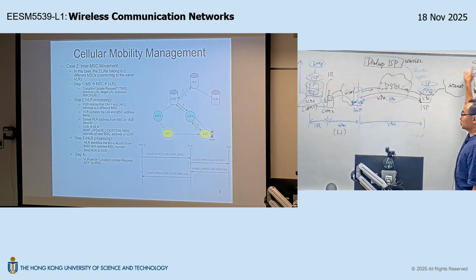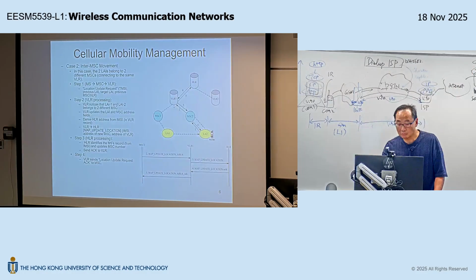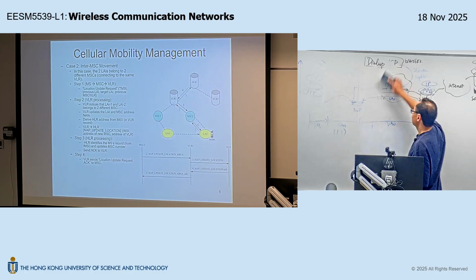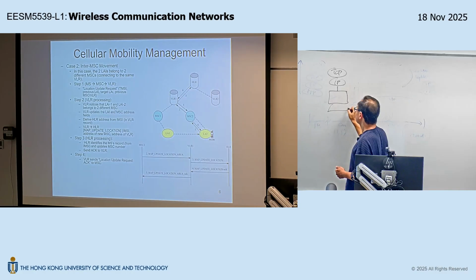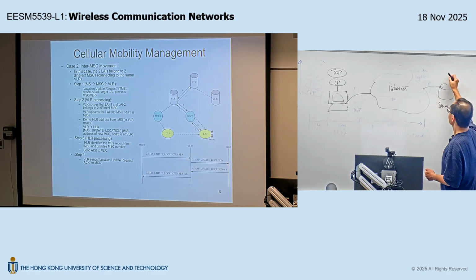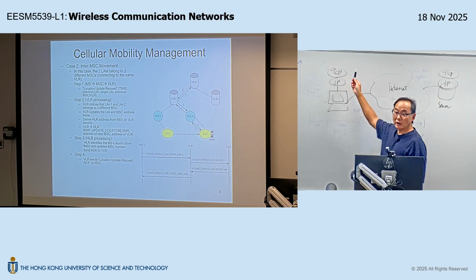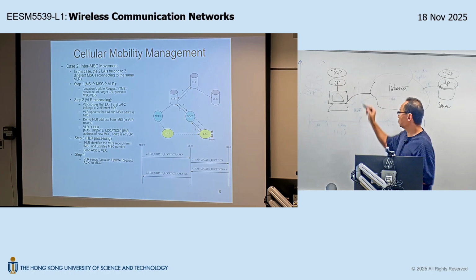So the mobile switching center issues a database update to the visiting location register. Now, the visiting location register has to consider, in this case, how deep it needs to update the record. Notice that LA1 and LA2 belong to two different MSCs. So that means you need to update both the location area ID and the MSC address, okay?